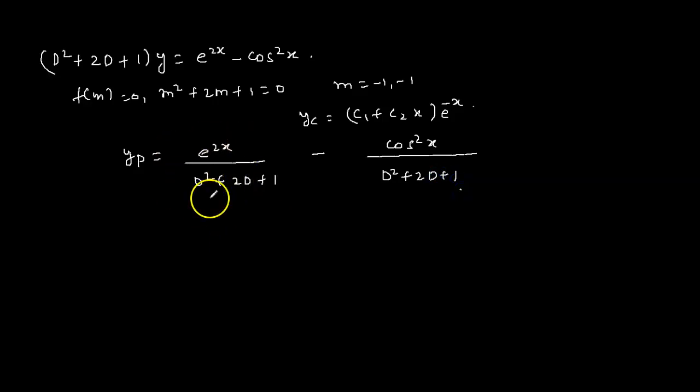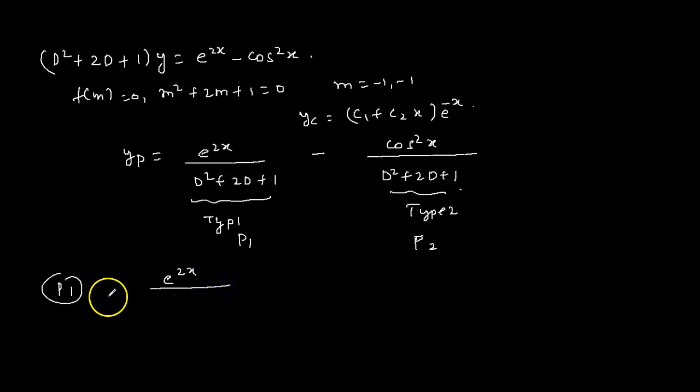Okay, so this is type 1 because it's given e to the power x. This one you consider particular integral P1. And this one is type 2, that we will consider P2. So how will you find P1? Just separately I am finding it here. E power 2x, and D replaced with 2, so 4 plus 4 is 8, plus 1 is 9. Any doubt in P1?